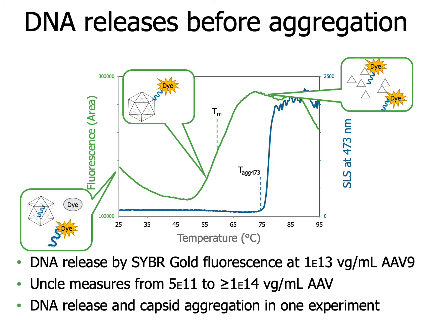In green, we'll be looking at the fluorescence of the SYBR Gold dye, and we're tracking the area under the curve. In blue, again, we have the SLS of the 473 nanometer laser.